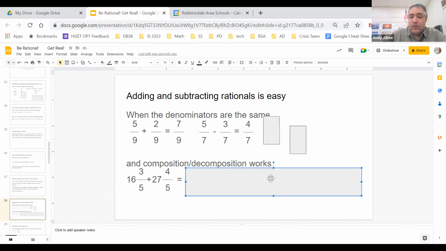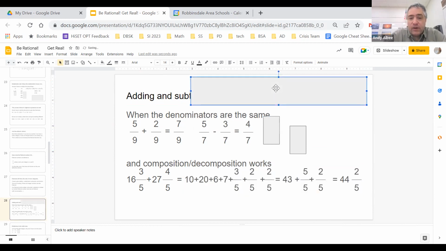And of course, we can decompose. So we said here, if we have 16 3/5 plus 27 4/5, well, I decompose that 16 and 27 into 10 and 20 and 6 and 7. Now I can also decompose the 6 and 7 to make a nice easy 10. But we see the 10 and 20 gives us 30 and the 6 and 7 gives us 13. And together those give us 43. That's a nice easy one. I don't have to worry about the fractions. I'm going to deal with those later.